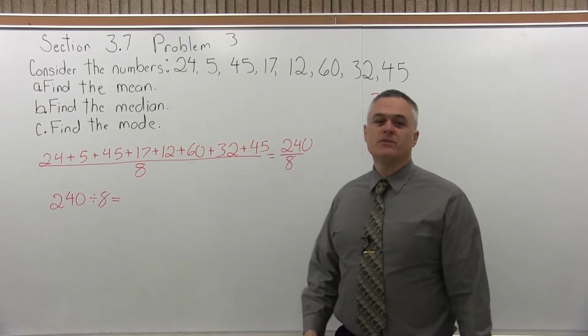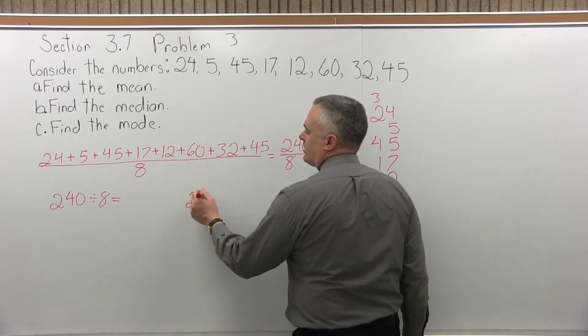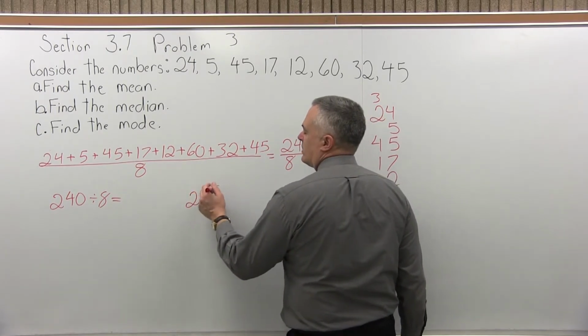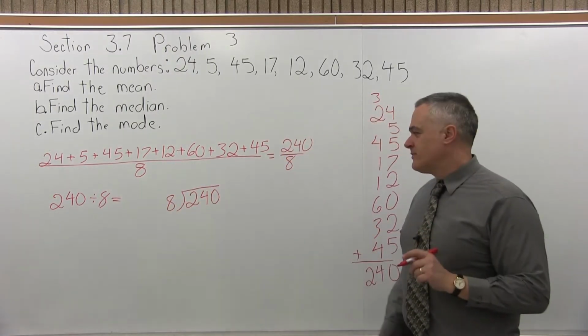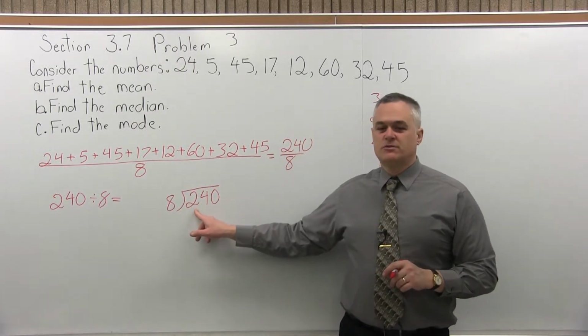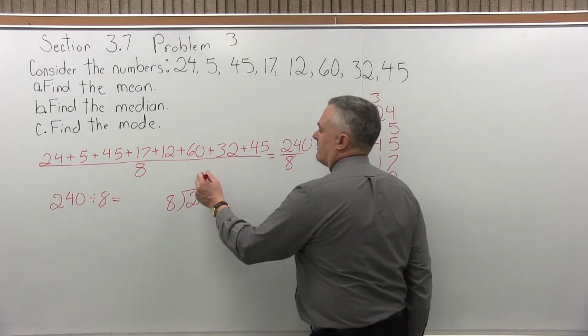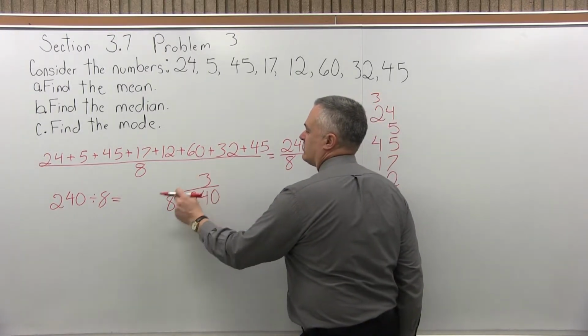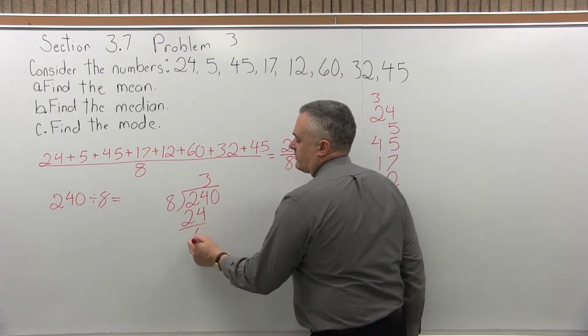I know it will. Pretend you don't know. So what you would do, the 240 will go inside of your division symbol. The 8 goes in front. 8 divides into 2. 2 is not big enough. 8 won't fit. 2 divides into 24. Well, that'll fit. Go in 3 times. 3 times 8 is 24. 24 minus 24 is 0.